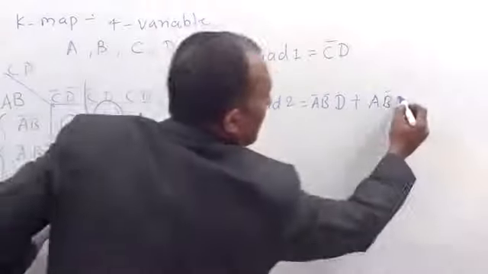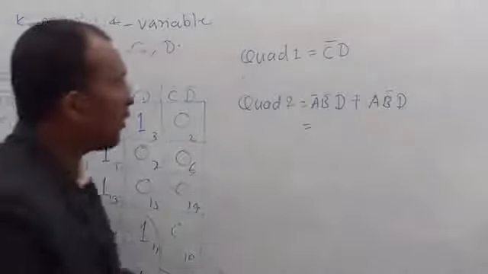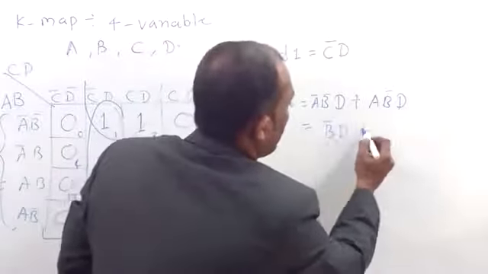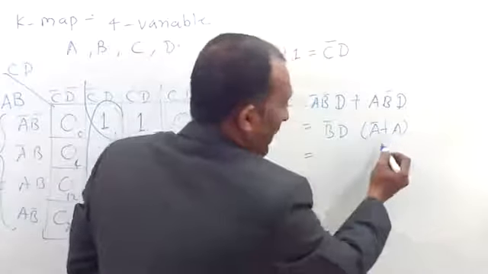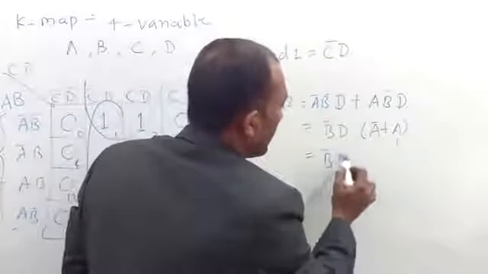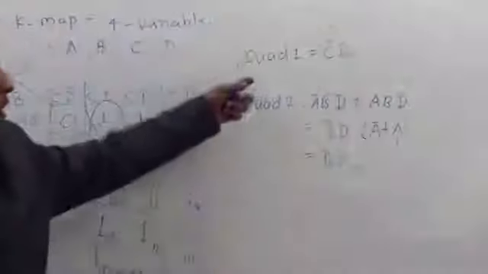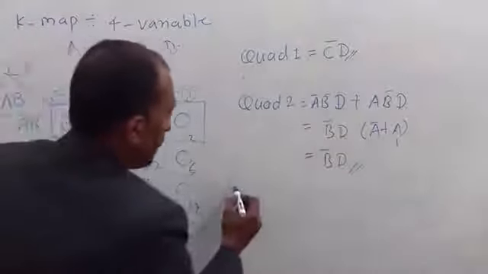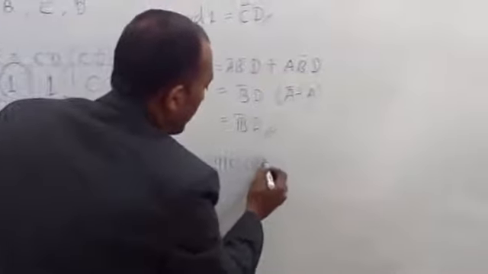Now try to find the common term from this obtained equation: B bar D, A bar plus A. As we know the rule, A bar plus A we can take as 1. So the final answer is B bar D. Now we have the equation for quad 1 and the equation for quad 2. Okay, now draw the logic circuit by using basic gates.